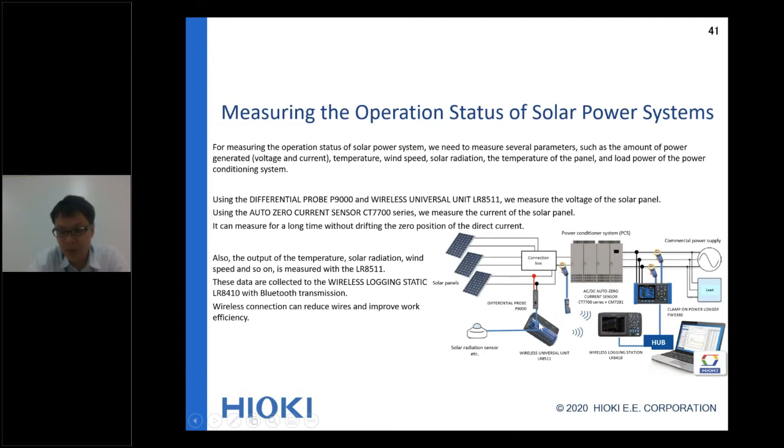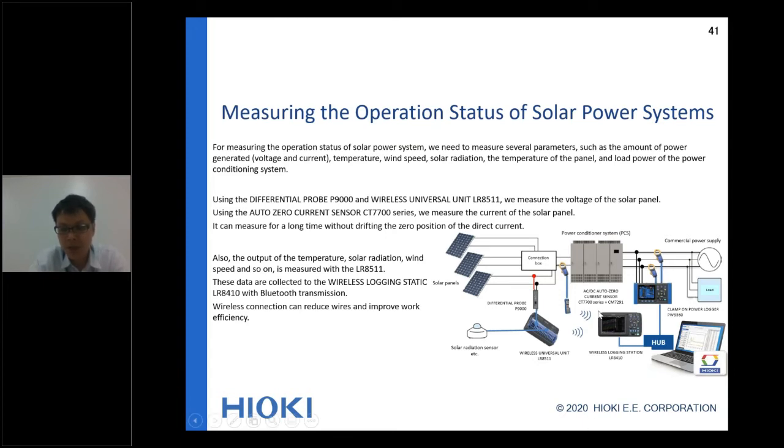You can also combine with a differential probe. We have a differential probe for high voltage because this data logger cannot take high voltage input. You can input up to 100 volts only, so that's why you need to use a differential probe. In addition, we have the AC/DC auto zero current sensor, CT7700 series. If you want to measure AC and DC, you need the clamp, which needs a power source.